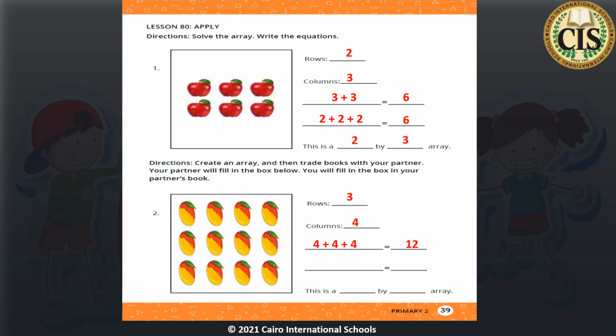Now count the number of items in each column. Each column has how many? Has 3. 3 plus 3 plus 3 plus 3. How many times? 4 times, because we have 4 columns. 3 plus 3 plus 3 plus 3 equals what? Equals 12. This is a what by what array? The name of the array, rows by columns. We have 3 rows and 4 columns. So this is a 3 by 4 array.